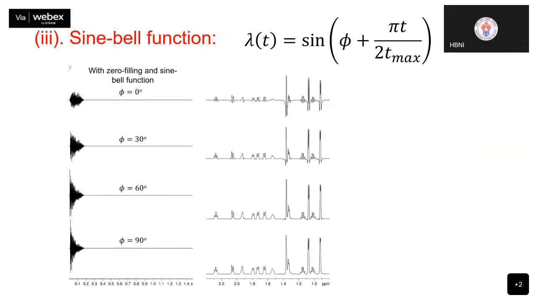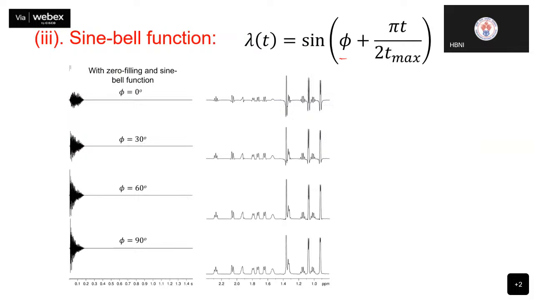So what does this mean? Suppose t is equal to t max, then it gives sine of phi plus pi by 2. Sine of phi plus pi by 2 is cosine phi. So this is a kind of phase shift. If phi is equal to 0, then you have cosine phi. But if phi is not 0, then of course you will have some other kind of distortion.